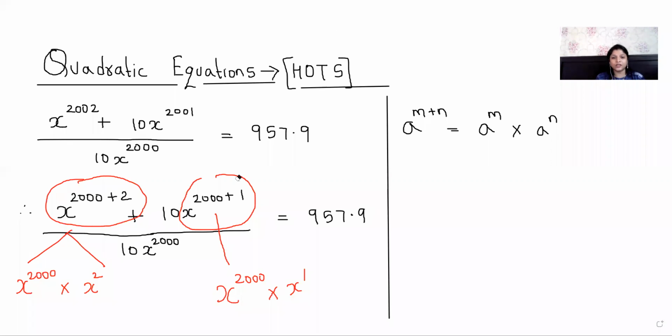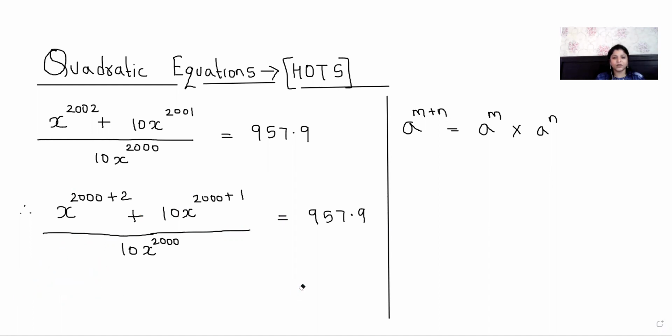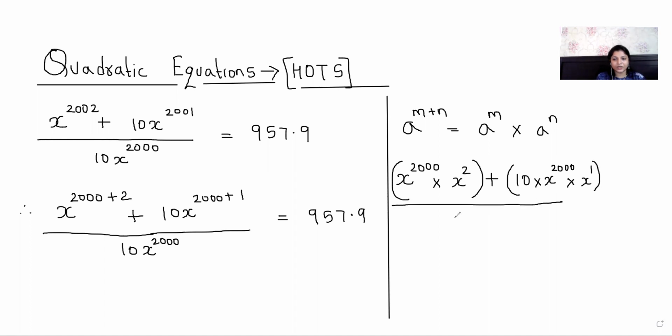So we are going to do this in the next step. Our next step will be x to the power 2000 multiplied by x to the power 2. We're going to keep this in the bracket because after this we have an addition sign. Then 10 multiplied by x to the power 2000 multiplied by x raised to 1. The whole divided by 10x to the power 2000.